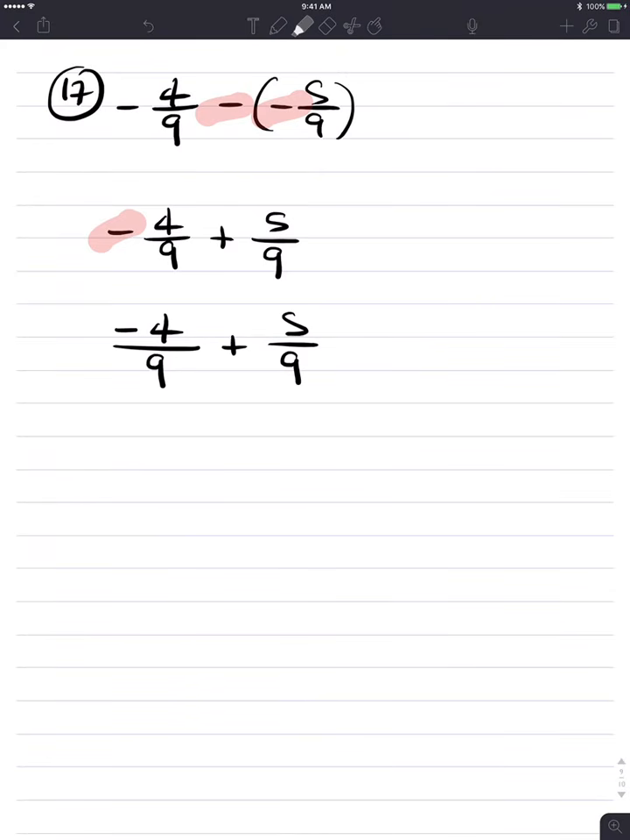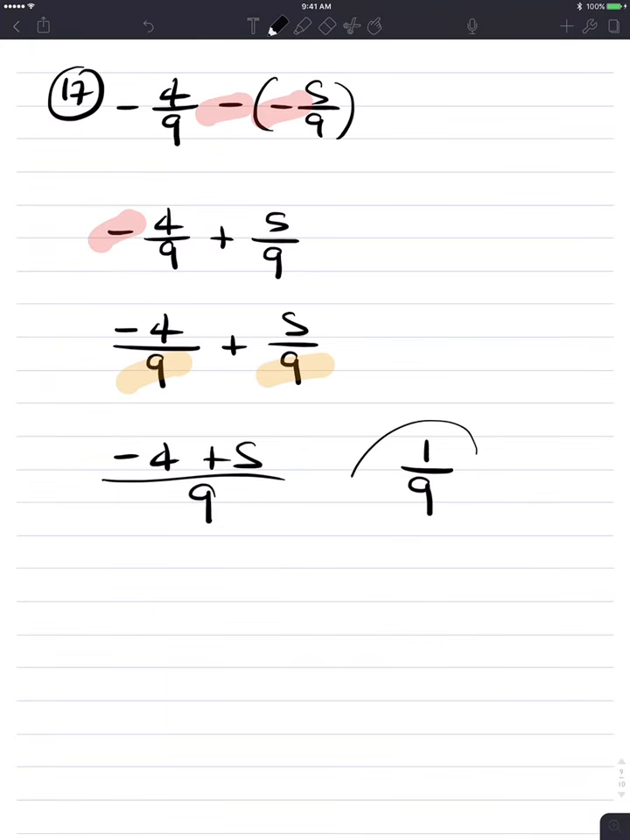So now we're going to notice that we have like fractions, we have negative 4 plus 5 over 9. Now negative 4 plus 5 is positive 1. We're done.